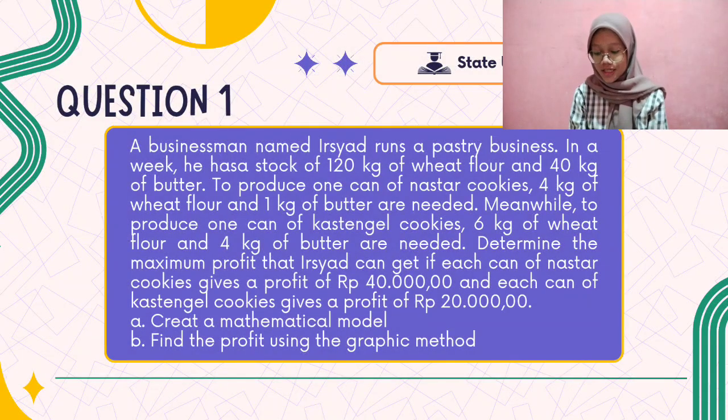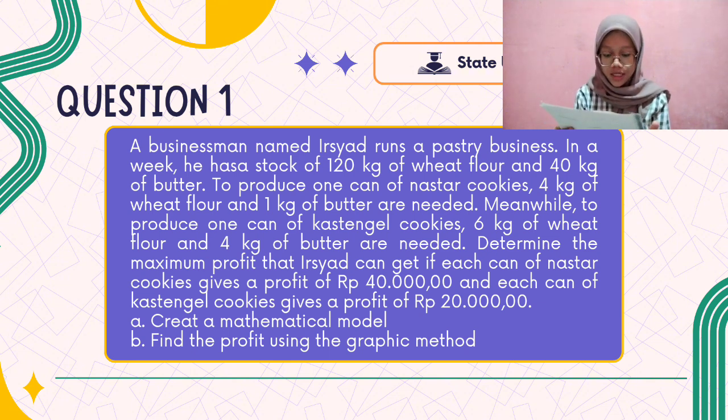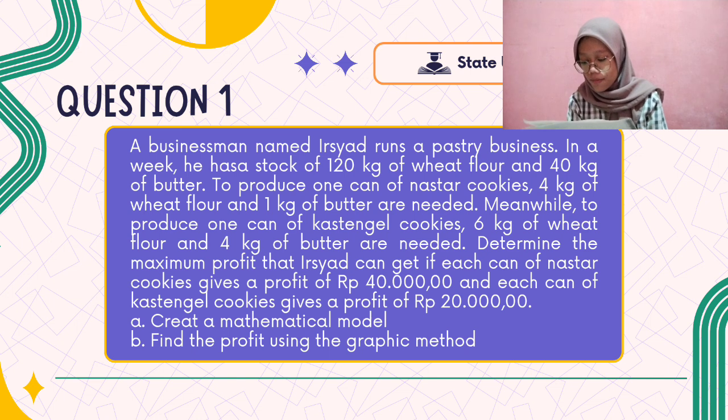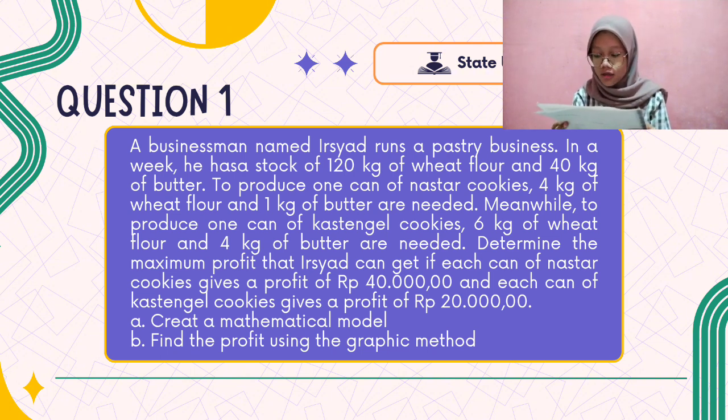The first question is, a businessman named Irsyad ran a pastry business. In a week, he has a stock of 120 kg of wheat flour and 40 kg of butter. To produce 1 can of nastar cookies, 4 kg of wheat flour and 1 kg of butter are needed. Meanwhile, to produce 1 can of castengel cookies, 6 kg of wheat flour and 4 kg of butter are needed.